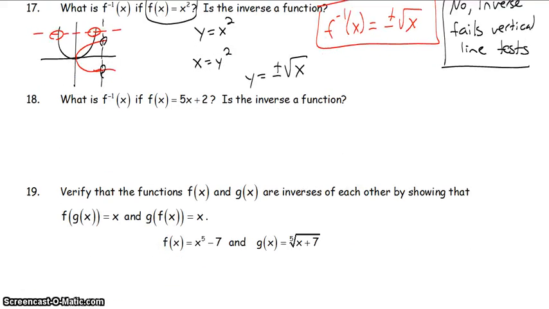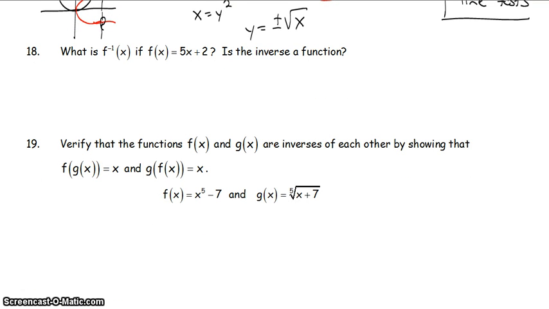Alright, number 19. Verify that f and g are inverses of each other by showing that they are both equal to x: f of g of x and g of f of x. Again, on the quiz, some of you guys made this too complicated. Always simplify as much as you can. Do not distribute powers unless it's all multiplication or power to a power.